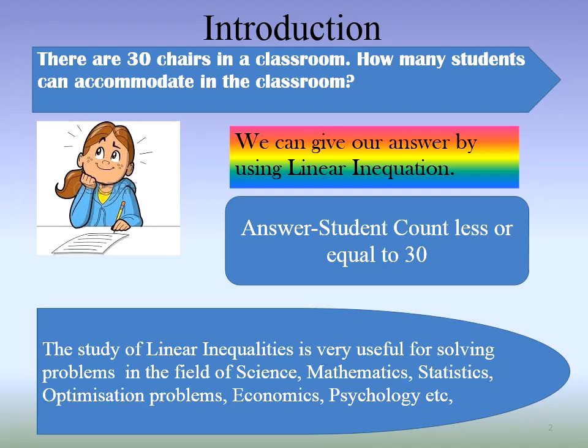So, our answer should be: the student count must be less than or equal to 30. We cannot predict the number of students, but as 30 chairs are available, the number should be less than or equal to 30. The study of linear inequalities is very useful for solving problems in the fields of science, mathematics, statistics, optimization problems, economics, psychology, etc.